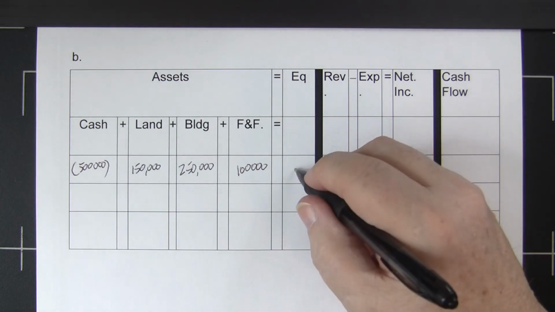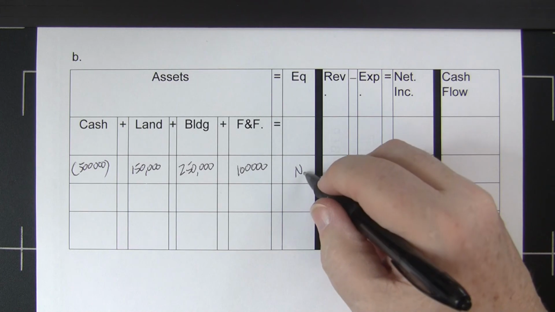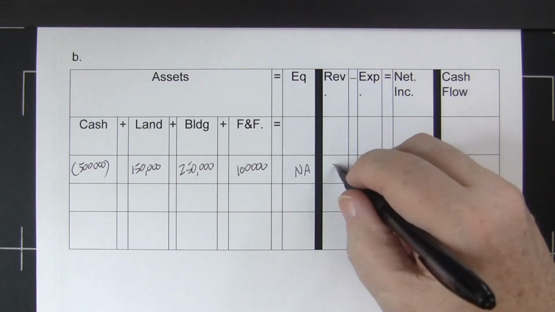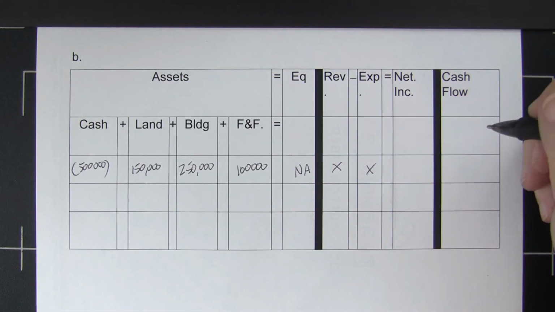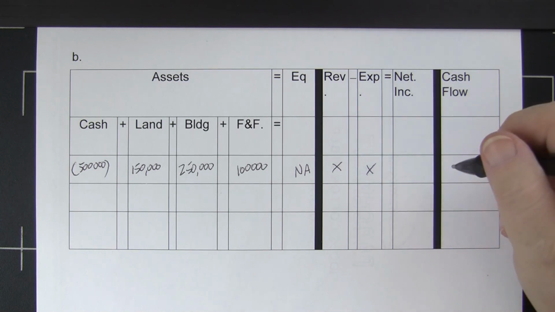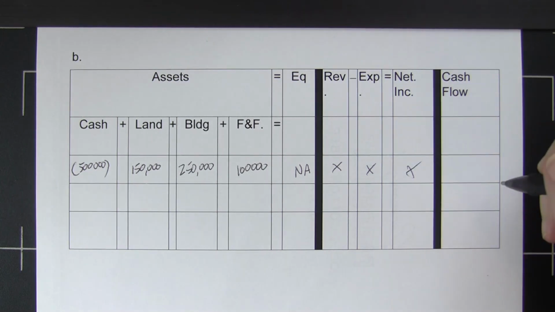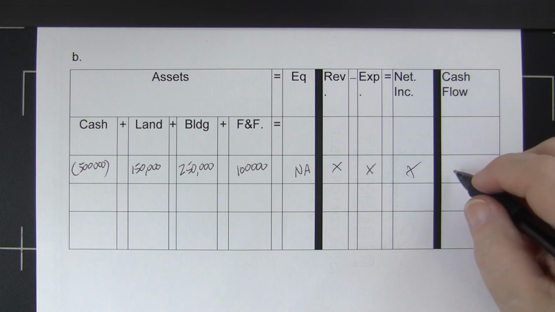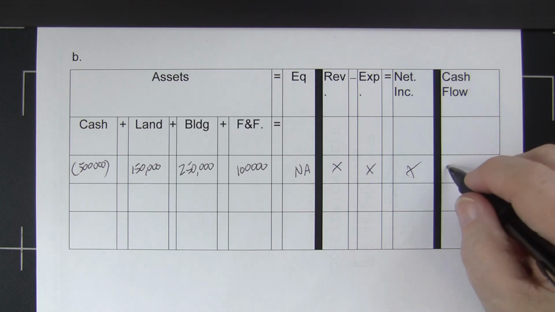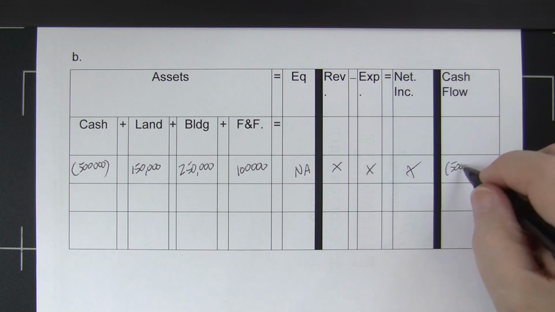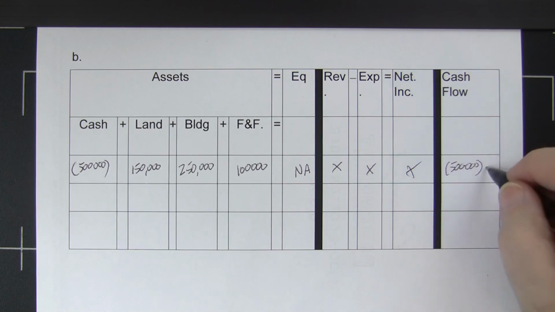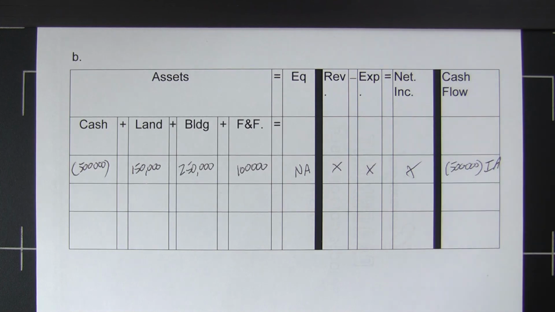Now, this really has no impact on equity. Revenue and expense doesn't figure into it. And if revenue and expense doesn't figure into it, net income doesn't. But it is a cash flow. It's an investing activity. So it's $500,000 out. And that's an investing activity.